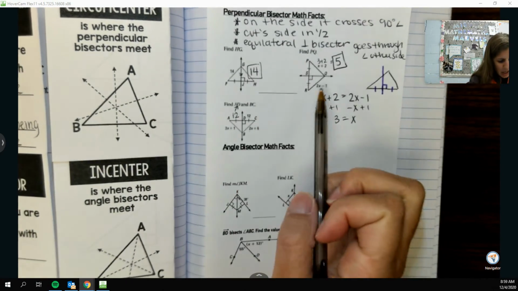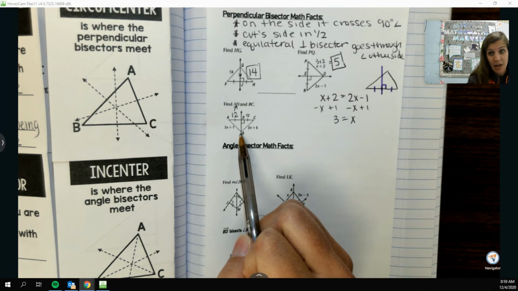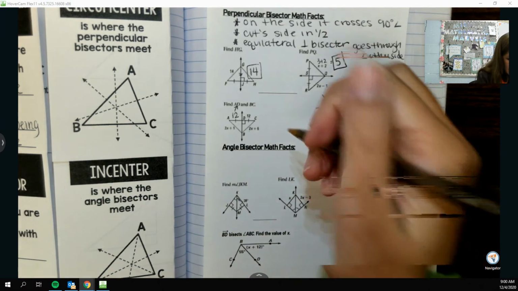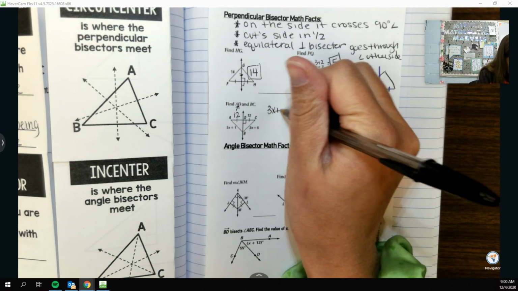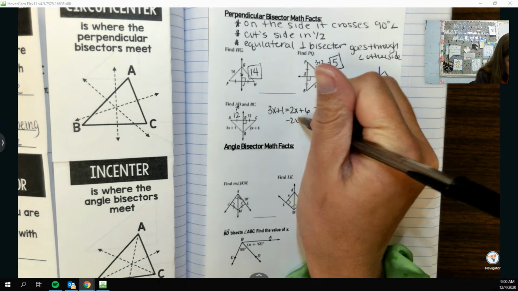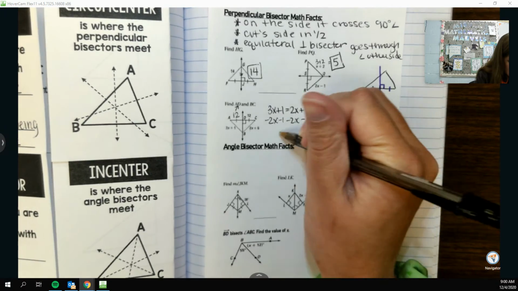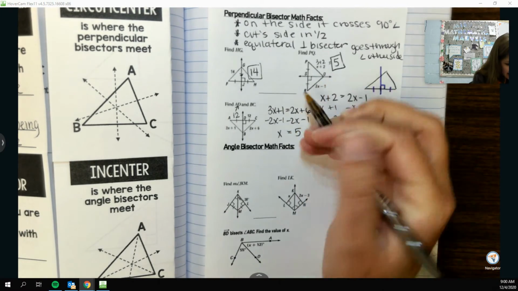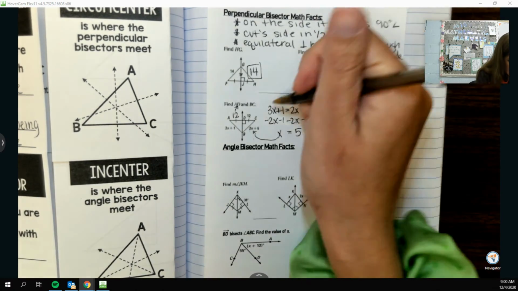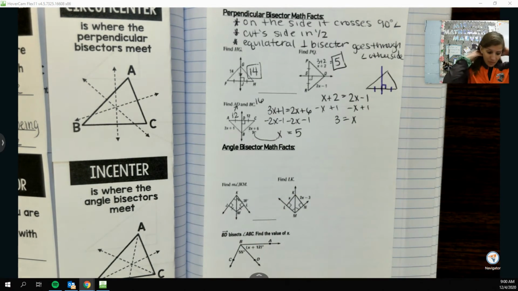And again, just like with all the other ones, if this perpendicular bisector goes through the angle on the other side, then the two triangles are congruent. And so we can say that 3x plus 1 equals 2x plus 6. I would subtract the 2x from both sides, subtract the 1, and get that x is 5. And then I can plug 5 in for BC right there and get 16. And so that one would be 16 as well.